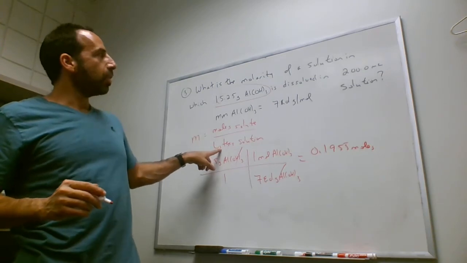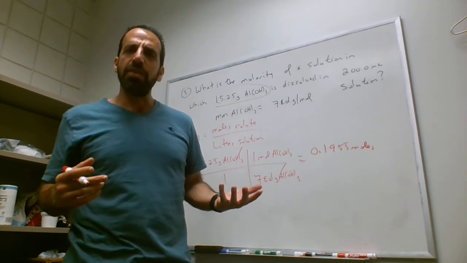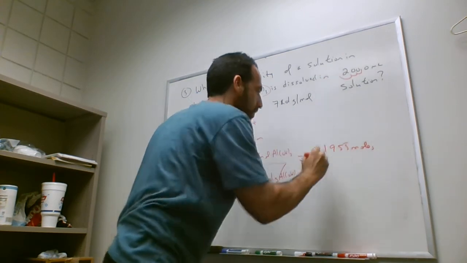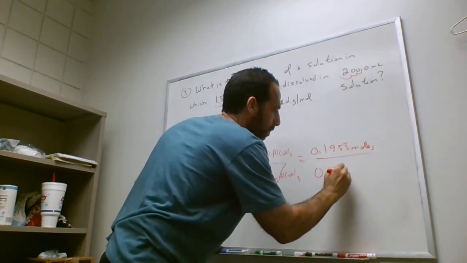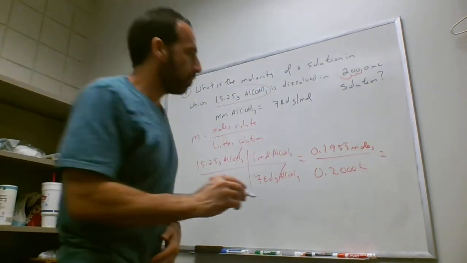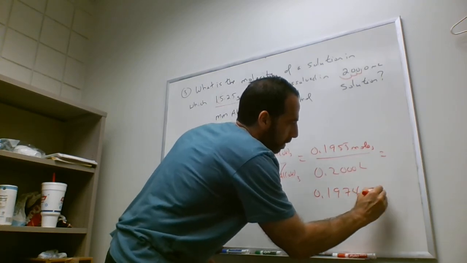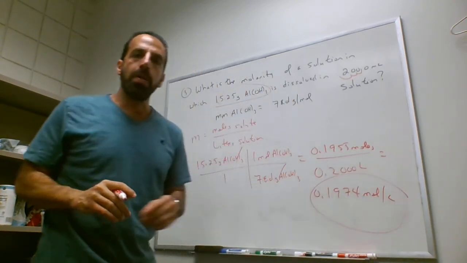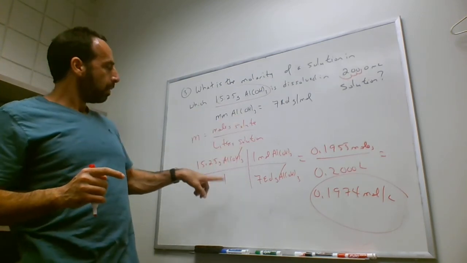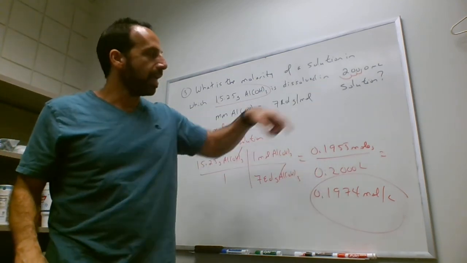I need to get liters of solution. Well, I have 200 milliliters. That's my solution. A quicker way of converting it to liters is to move the decimal over 3 places. So 1, 2, and 3. When you do that, I'm going to end up with a concentration now of 0.1974 moles per liter. So basically, I need to get my moles of aluminum hydroxide. I got my grams, convert to moles like we're always doing, and then divide it by the volume in liters.